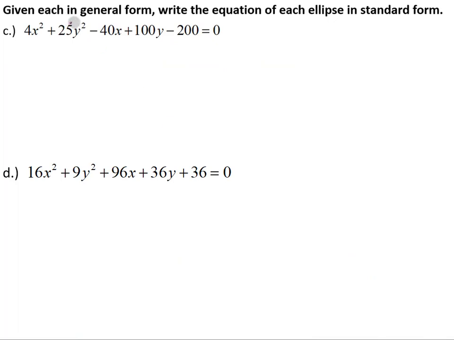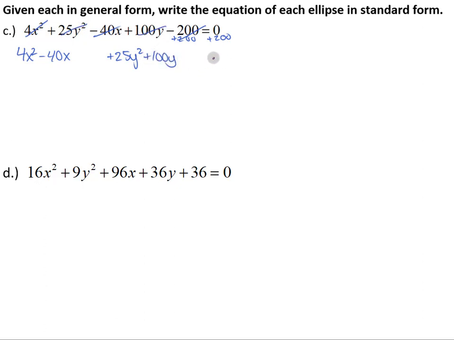Okay, given each in general form, write the equation of the ellipse in standard form. So this is going to require us to do completing the square for both x and y. So the first thing we do is we always move our constant to the other side. And then we're going to go ahead and pair up our terms with x. So I've got 4x squared minus 40x. Okay, and then we're going to leave some room. We'll go ahead and pair up our terms with y. Positive 25y squared plus 100y.